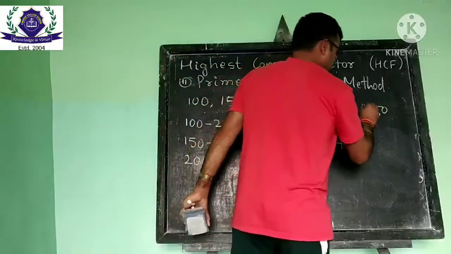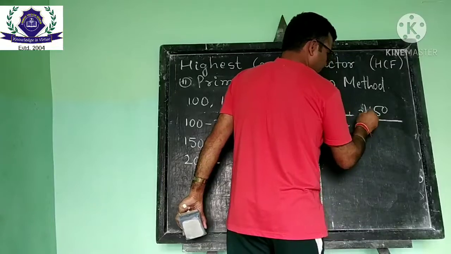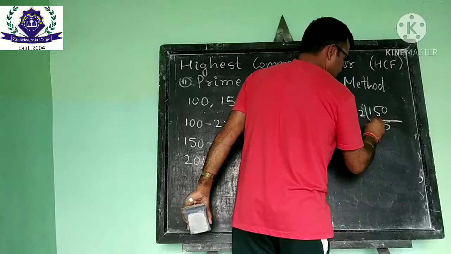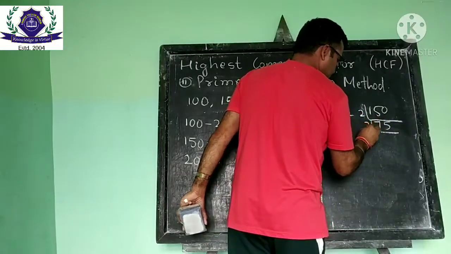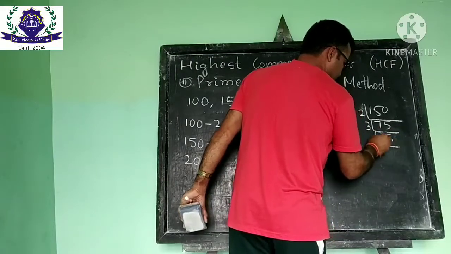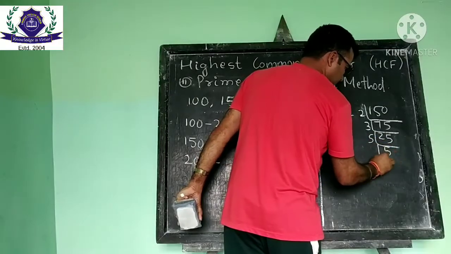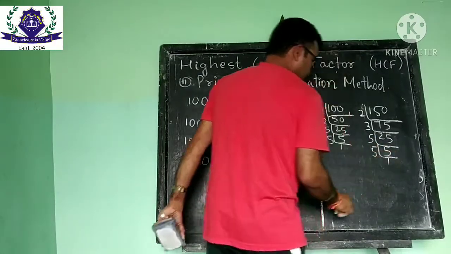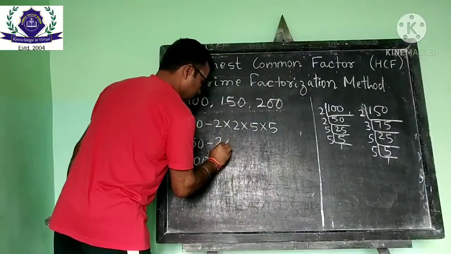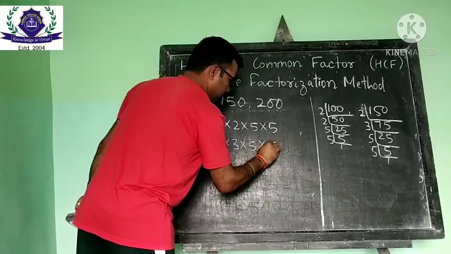So now let us find the prime factors of 150. This is also an even number, so we can divide it by 2. 2 7s are 14, 2 5s are 10. That means 2 75s are 150. Now it is divided by 3. 3 2s are 6, 3 5s are 15. Then after 25, again like here, 5 5s are 25. Then 5 1s are 5. So these are the prime factors of 150.